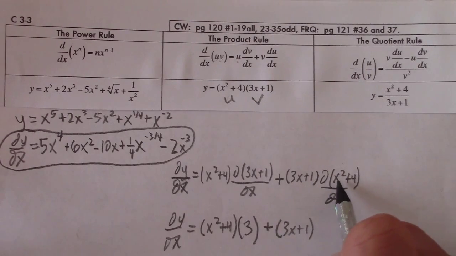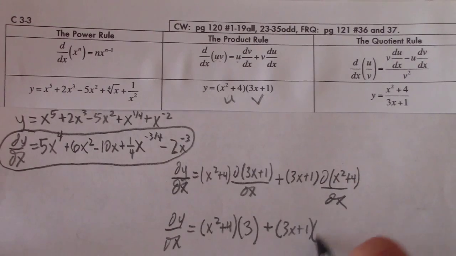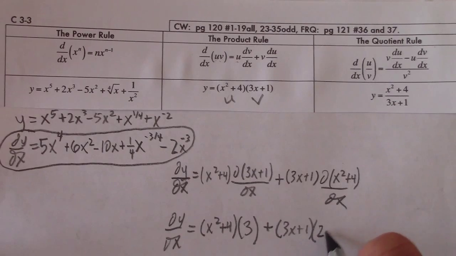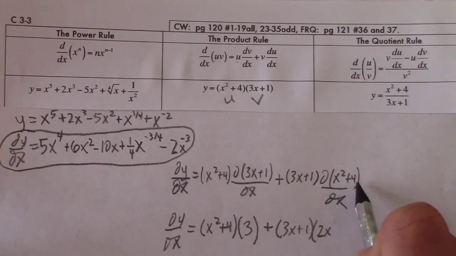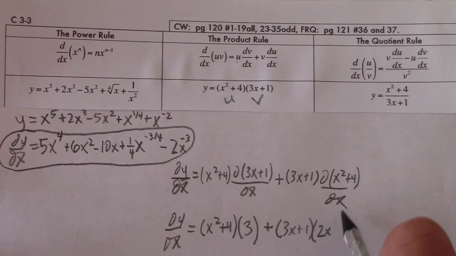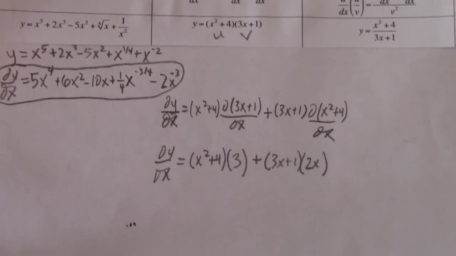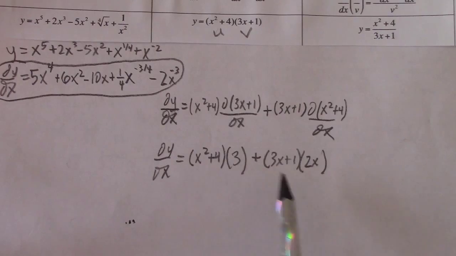And then take the derivative of x squared plus 4. So the derivative of x squared is 2x. The 2 drops down, and then subtract 1, 2x. And then the derivative of 4 is 0. So that's done. And arguably that is done right there.